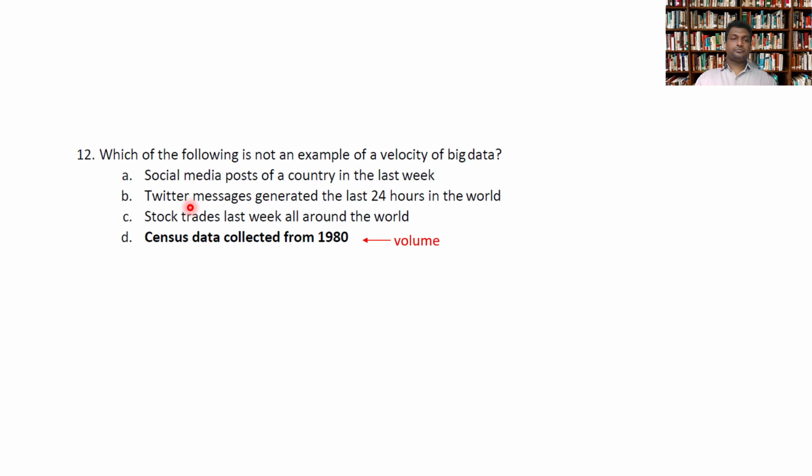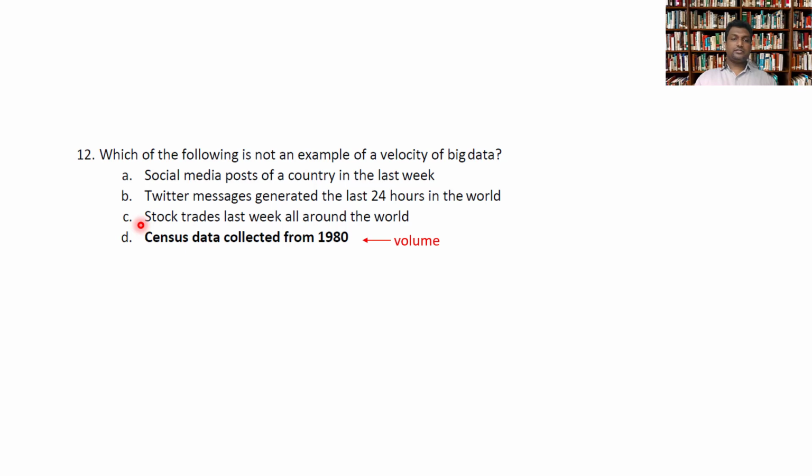Second one, Twitter messages generated in the last 24 hours in the world. Oh my god, the last 24 hours in the world, right? Every second, hundreds of thousands of Twitter messages might be created, shared and viewed, right? Very fast. A lot of Twitter messages are created every second. So you are again talking about the speed of data being created. So this is an example of velocity. Yes.